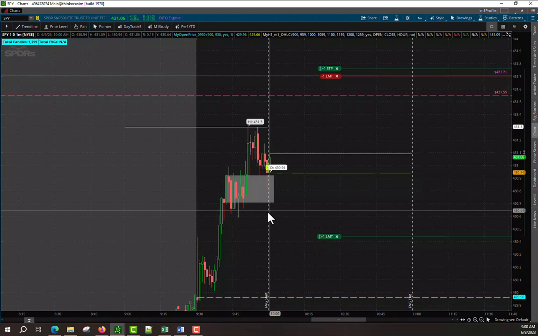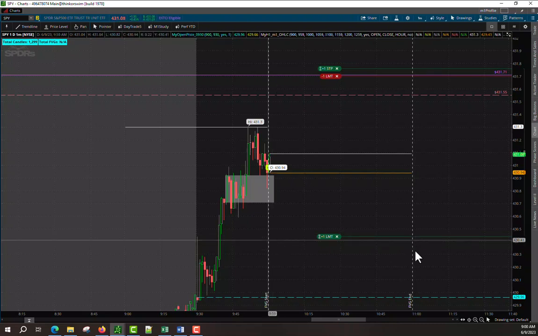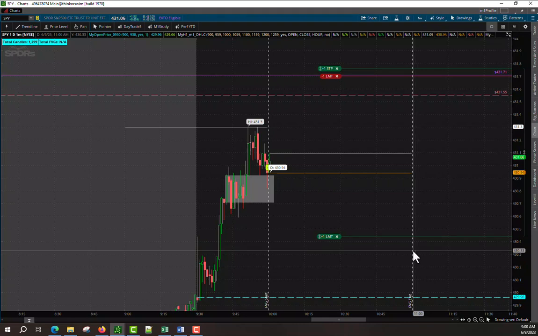So let's jump into the 10 time frame right now, because this is where we want to watch for any fair value gap within the time frame and give a very nice setup from 10 to 11 a.m.